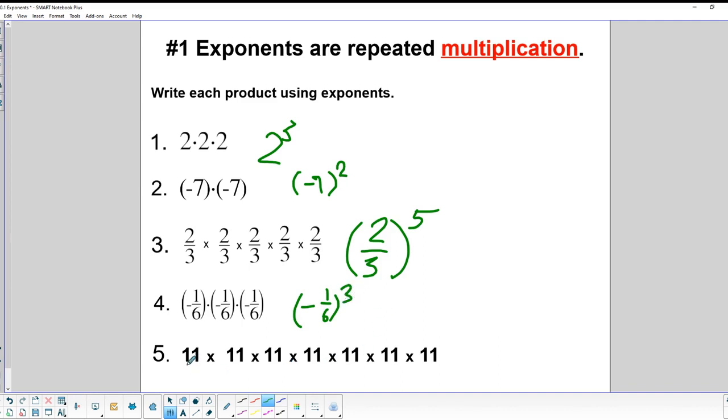And the last one, 11. How many times have we got 11 written down there? 1, 2, 3, 4, 5, 6, 7. So 11 to the 7th power. And that's all we mean by exponents are just repeated multiplication. So you can write these interchangeably. They both mean the same thing.